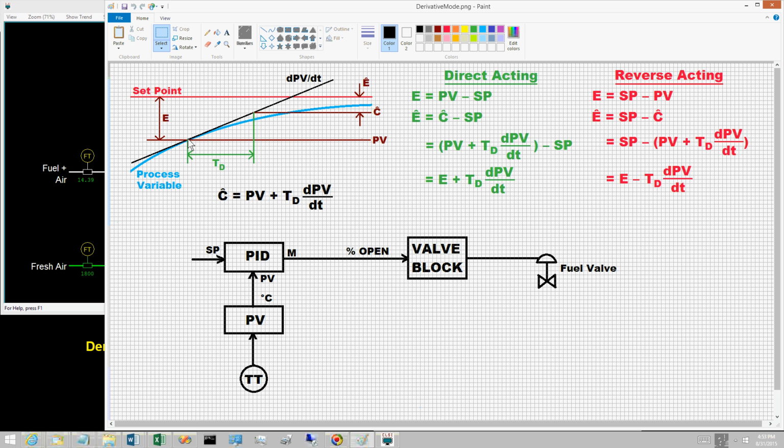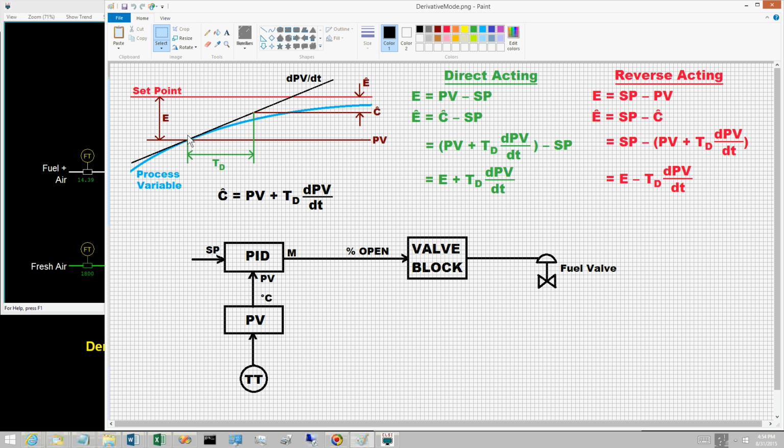The control error E is the difference between set point and PV. The projected control error E hat is the difference between the set point and the projected value C hat for the PV. For a given value of the control error E, a PI controller would take a certain control action regardless of the rate of change of the PV. But if the PV is moving toward the set point, as in the illustration, it seems logical that the controller should be less aggressive.